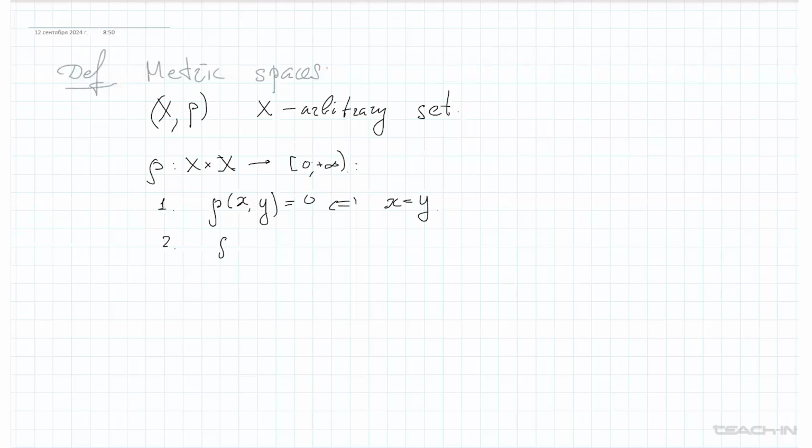Second, it is symmetric function. And third, the triangle inequality is valid. So if we take the third point, z, for example, we obtain the following inequality.